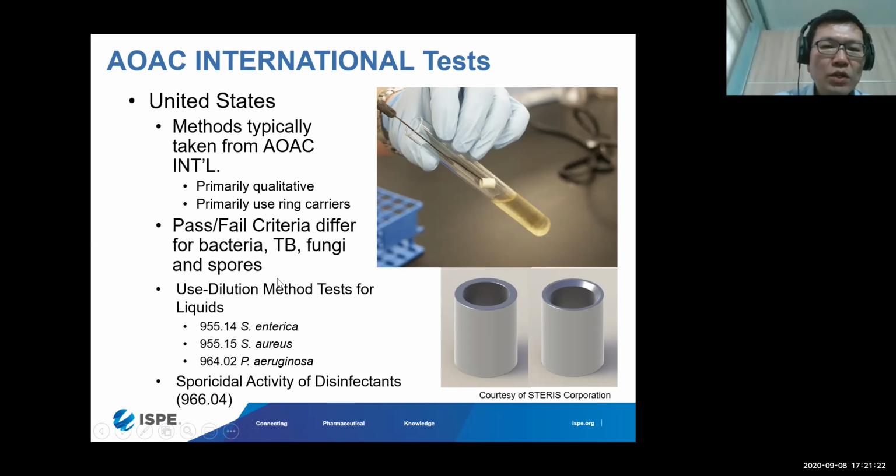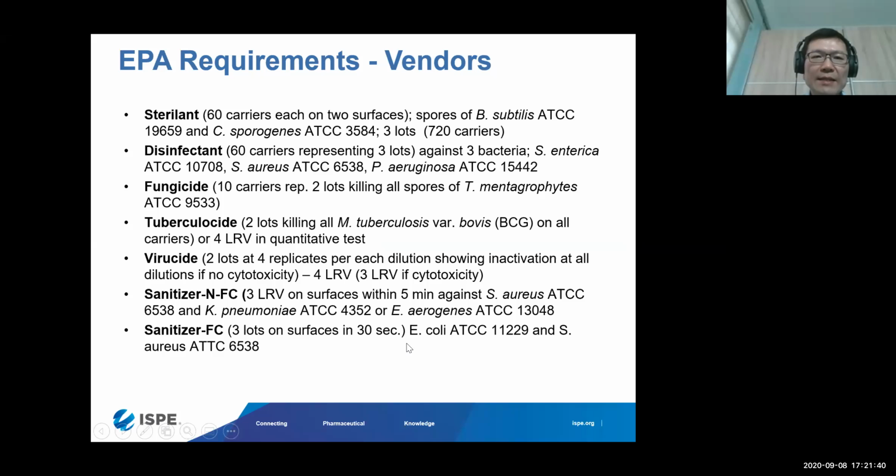So for the use dilution test method, there are a few test methods that are commonly used. You can see these are the few methods specifically for different microorganisms. So this is the AOAC International test that is performed by the vendor. Next we look at some of the EPA requirements for the vendors. There are different requirements for different label claims.